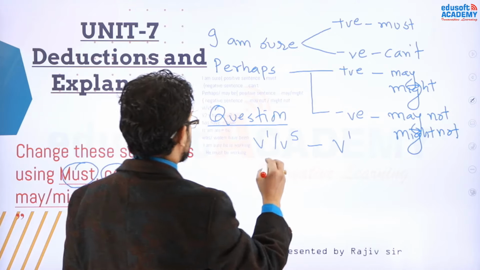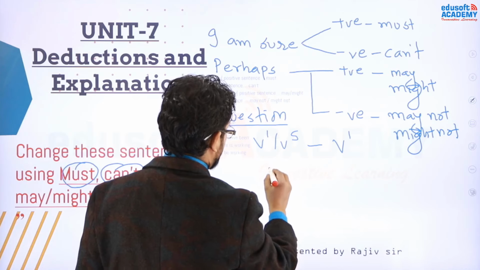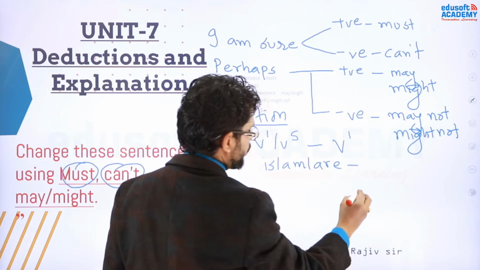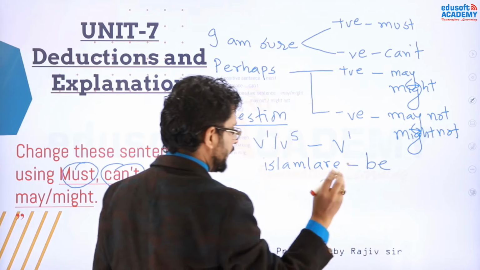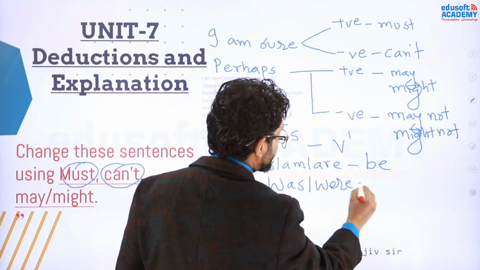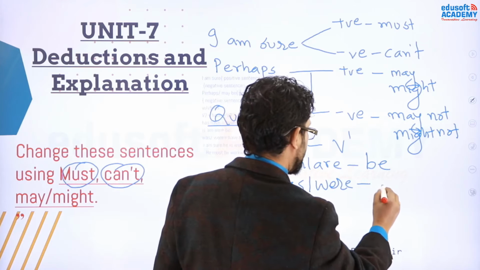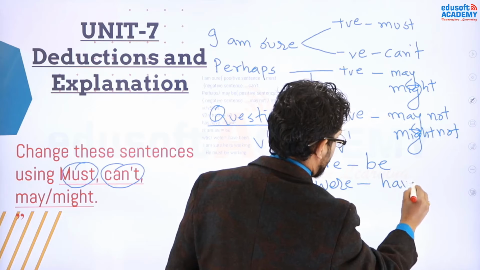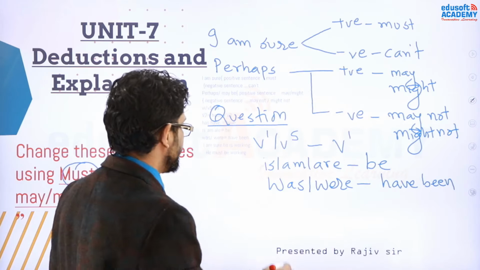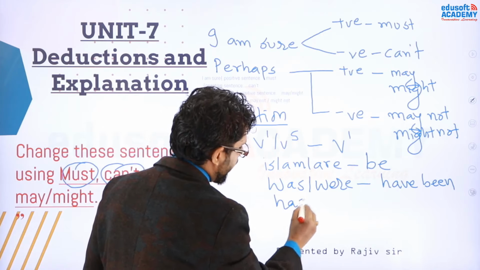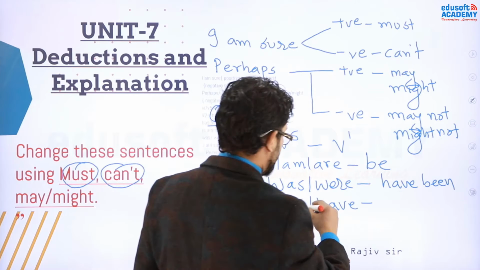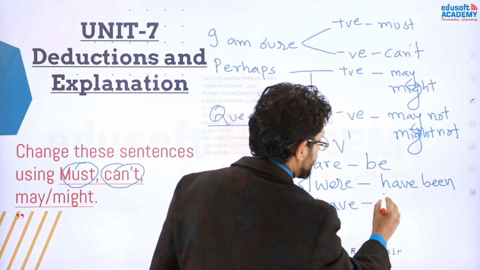Okay. If there is the presence of is, am, are, you are going to supply be. In a similar way, if there is the presence of was, were in the question, in the answer you are going to write have been. Is it clear to you? If there is the presence of has or have, you are not going to write anything else. Simply write have.